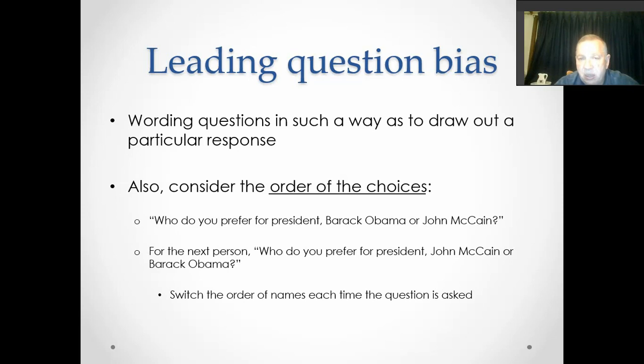So just being aware of that, you could do things like, for every other person, I'm going to switch the order. So for the next person, I'm going to say, who do you prefer for president, John McCain or Barack Obama? And hopefully if there's any tendency for somebody to remember the last name or just focus on that first name, that could help alleviate that. So switch the order of names each time the question is asked.